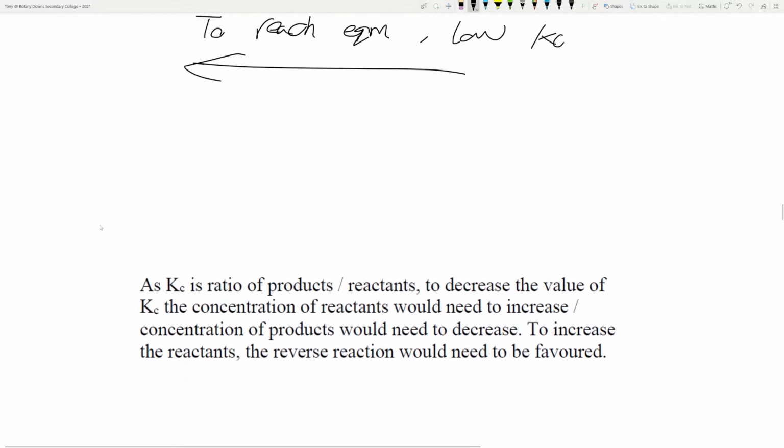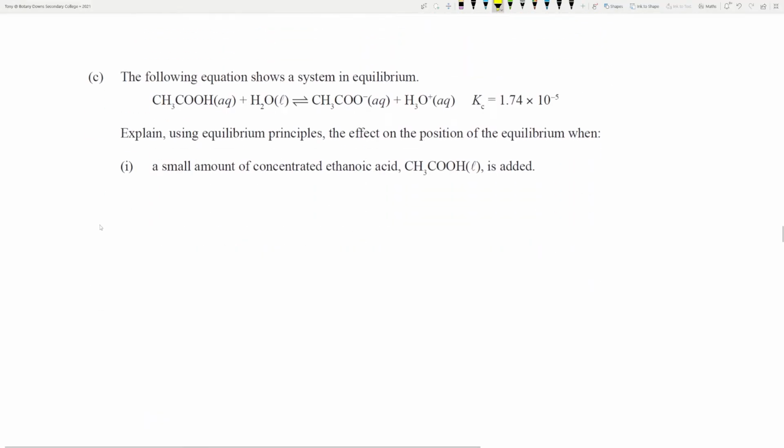So here we go. Kc is higher, and we want the value to go down. The concentration of the reactants needs to increase, or the products need to decrease. So we shift to the reverse reaction. All right, nice and simple.